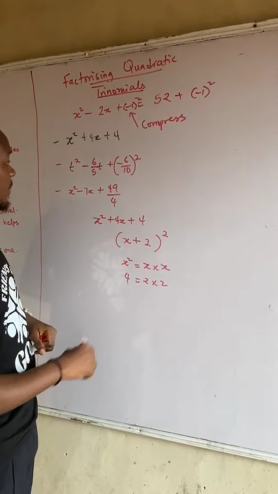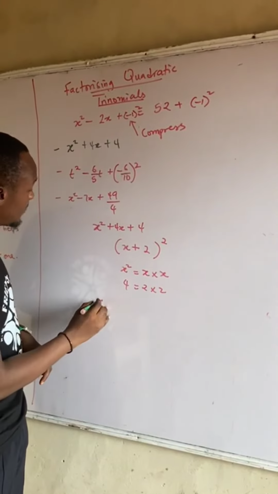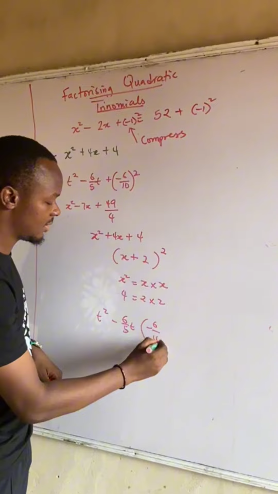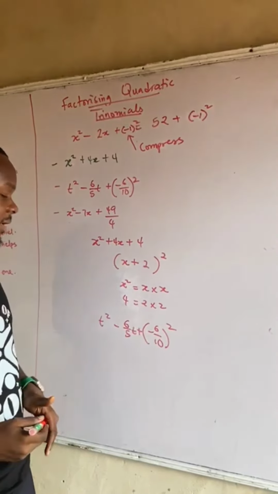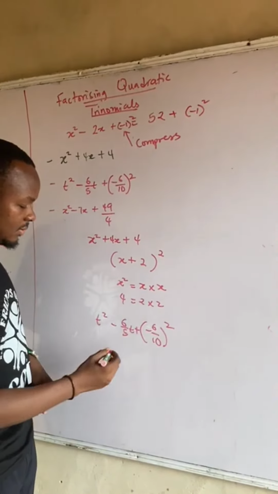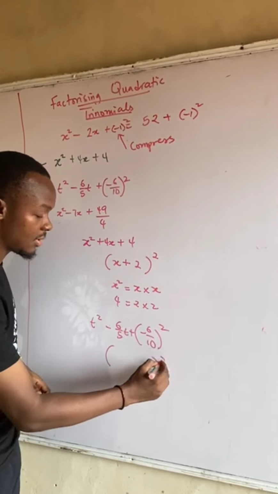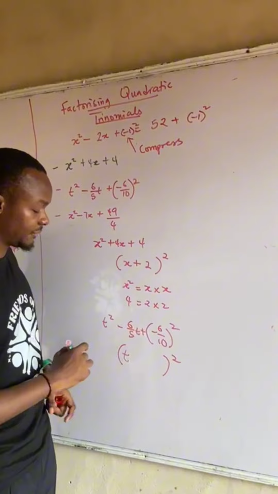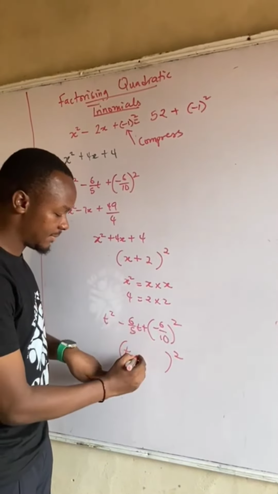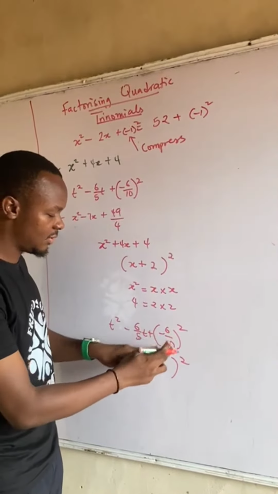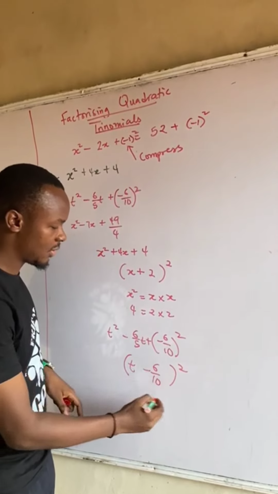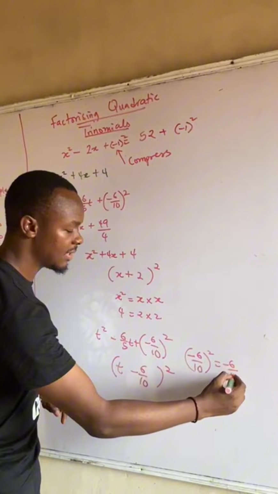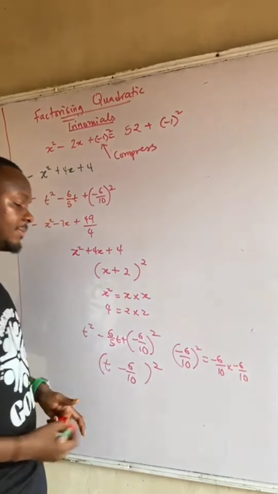Okay, let's do another example. Let's say we take this other one, t squared minus 6 over 5t plus minus 6 over 10 squared. All you need to do is put your parentheses, then your exponent. Then you take t squared is t times t, then you take the minus sign here, then 6 over 10, because minus 6 over 10 squared is minus 6 over 10 times minus 6 over 10.